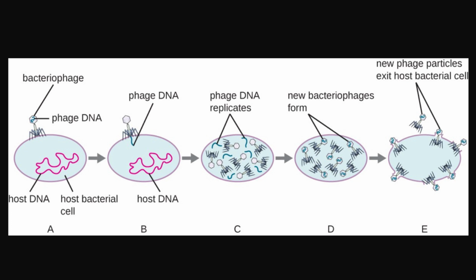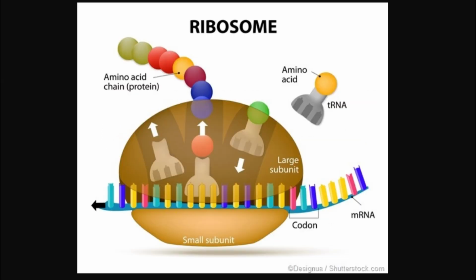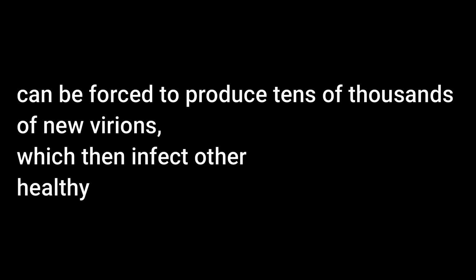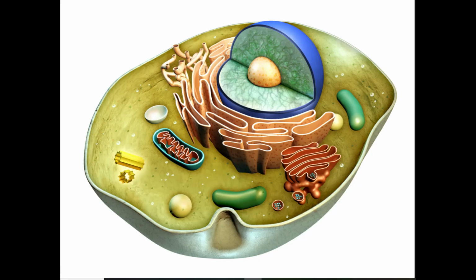the cell. The virus then hijacks the host cell's protein-making machinery to translate its RNA into new copies of the virus. In just hours, a single cell can be forced to produce tens of thousands of new variants, which then infect other healthy cells.